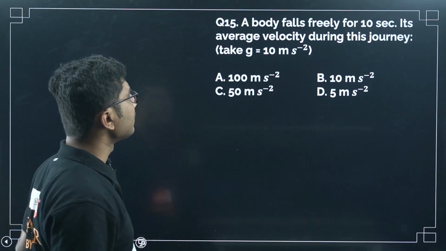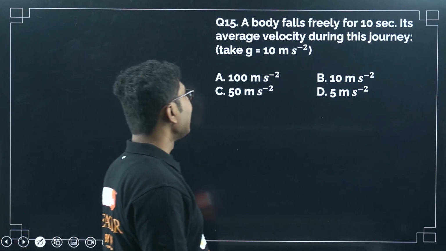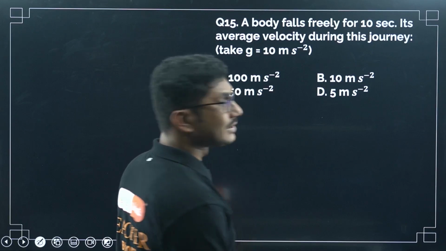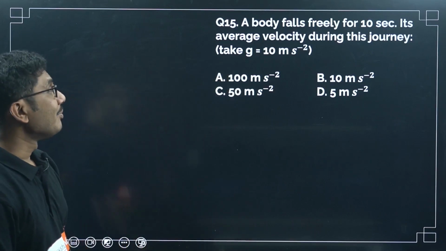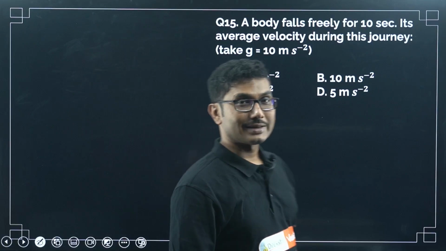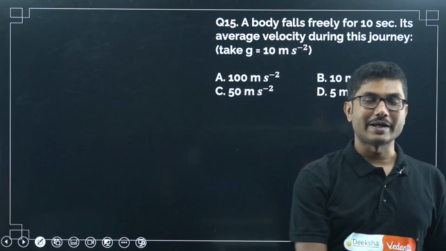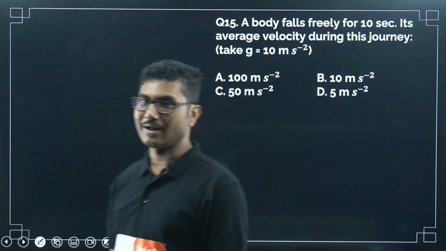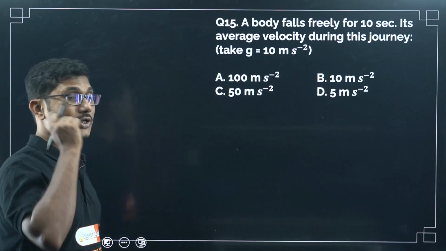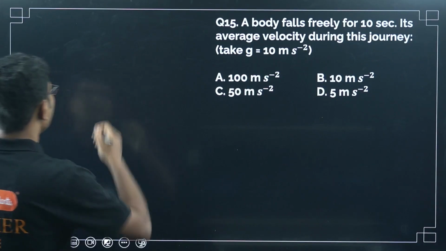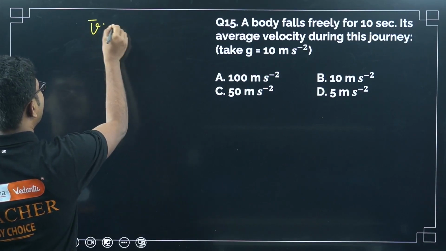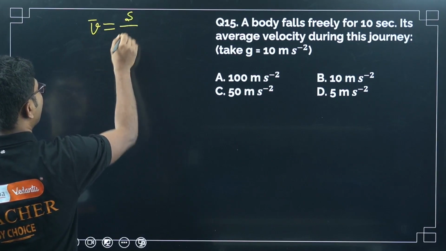A body falls freely for 10 seconds. Its average velocity during its journey. Another interesting question. Many students think, okay, 10 seconds, so it is initially 0, let's calculate final velocity and calculate average velocity. That is not the process. So what is the process? Average velocity, always remember, is total displacement by total time.